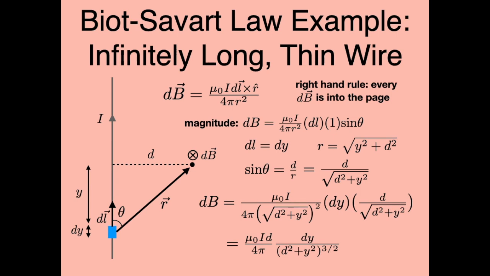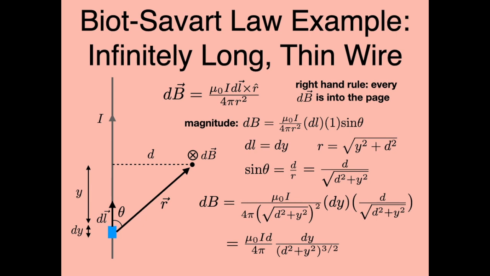On the other hand, we have on top a dy, and on the bottom, since we have the square root, we've got 3 factors of that. That's the same as the 3/2 power. We have d squared plus y squared to the 3/2 power. That's how we can write this in a more simplified way.